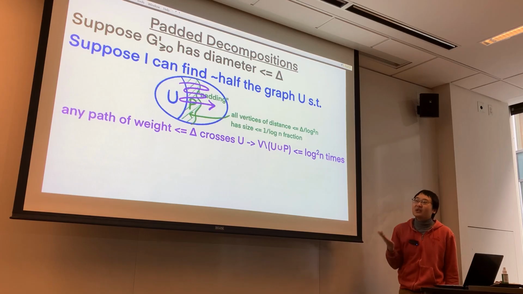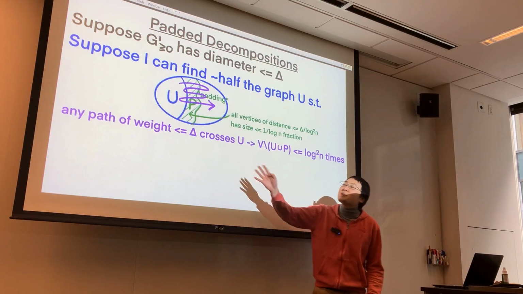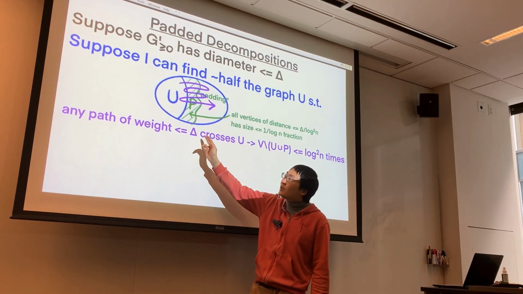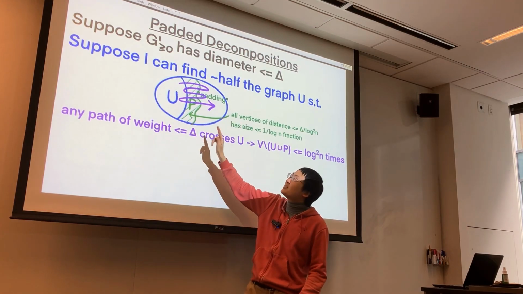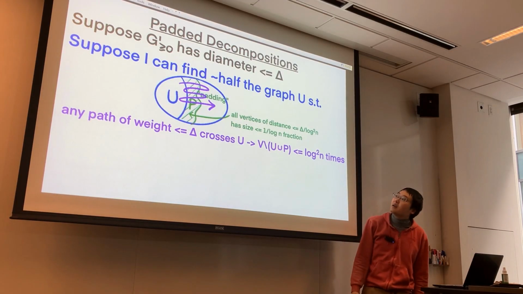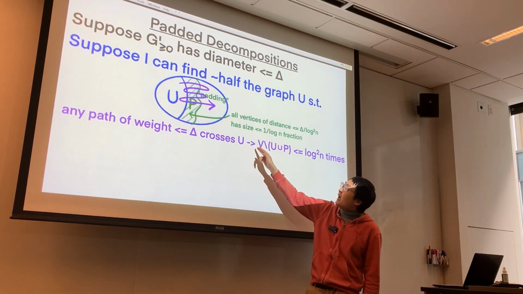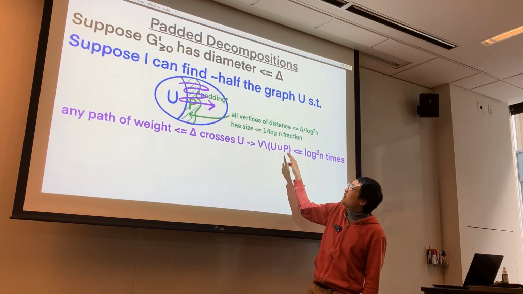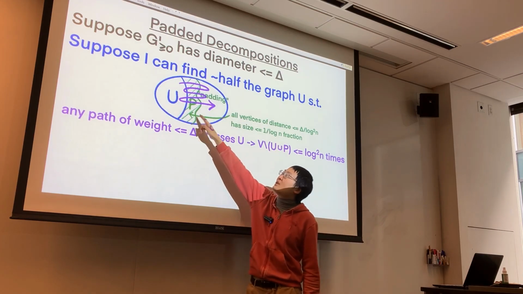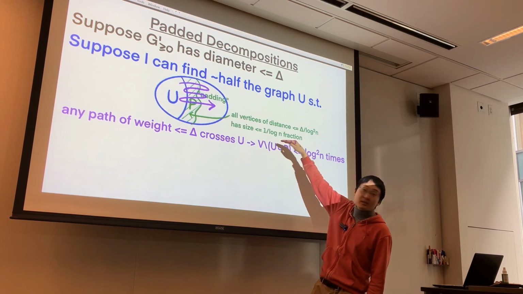And here's the crucial idea behind this padding. Recall that from this B and W technique, we've essentially narrowed down to all paths of weight at most delta in this non-negative graph. These are the graphs that correspond to shortest paths. It must cross between U and the complement excluding the padding. So this is U and the padding complement.